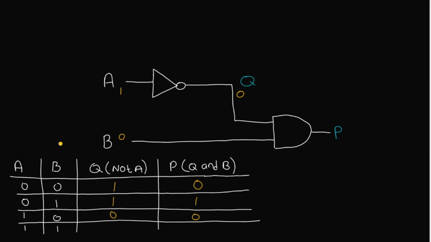Finally, we have our input of 1 and 1. Both A and B have an input of 1. Again, A gets flipped when it goes through this NOT gate and becomes 0, so Q will be 0. And B is 1. So 0 and 1 go into an AND gate. Both of them are not 1, so the result will also be 0.